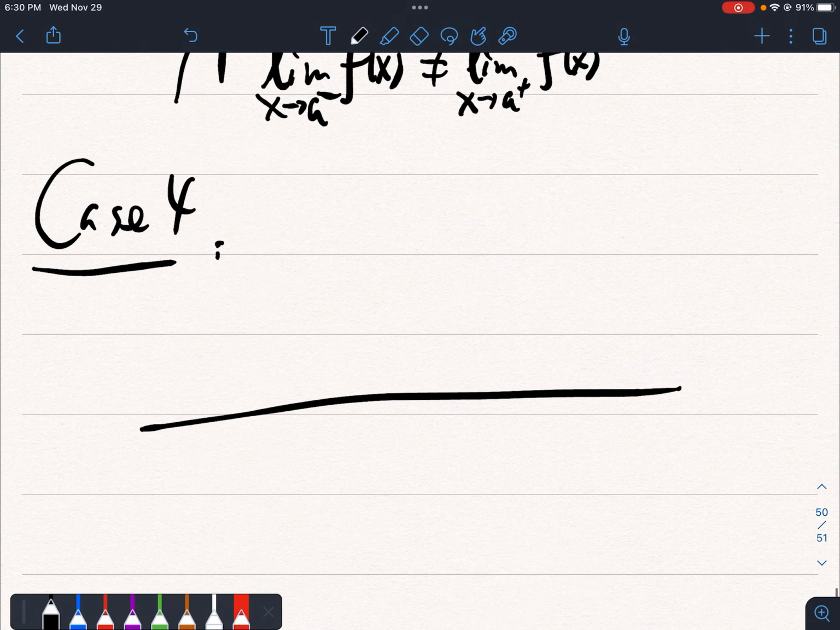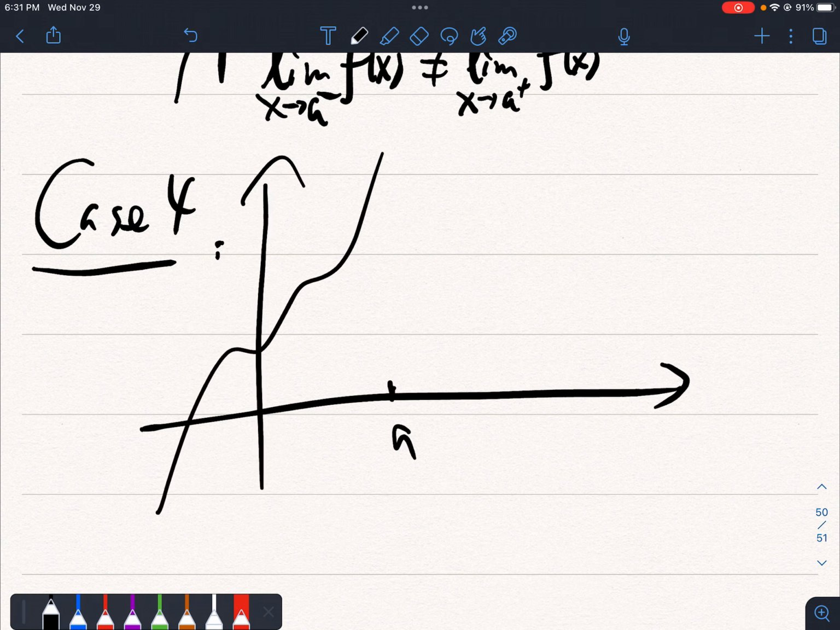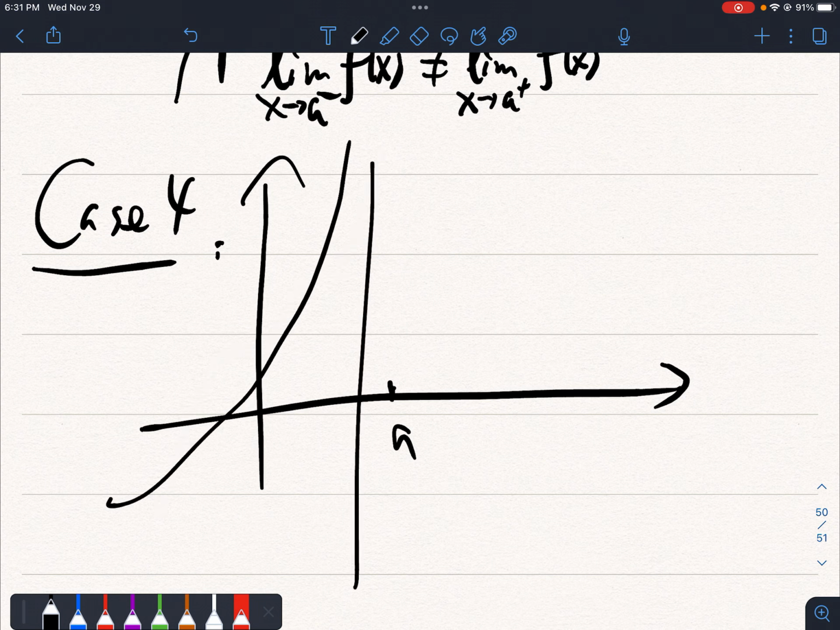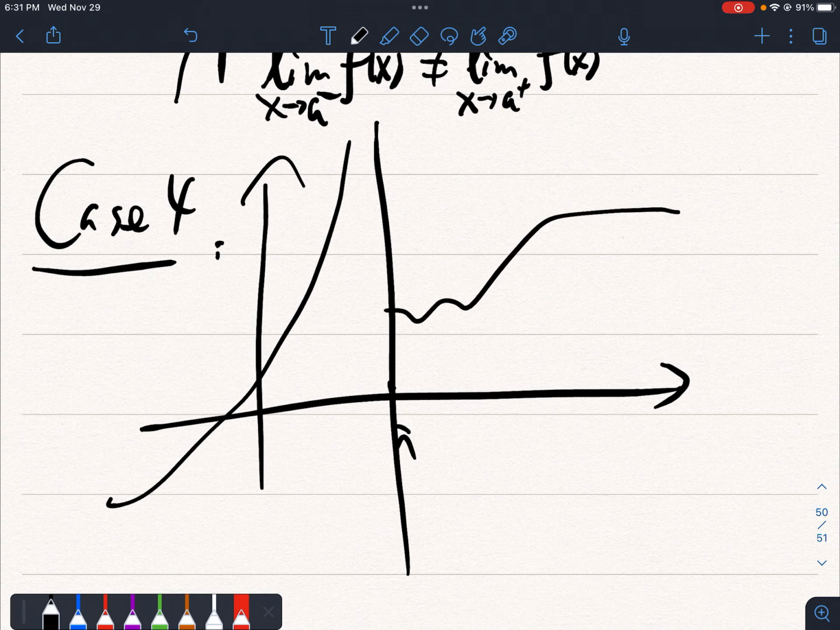Are there any other examples? Yes. For example, here, if the limit is infinity, like in this case, at least for one of them, okay? So if one of the one-sided limits approaches infinity, then it cannot be continuous. Why? Because if it is continuous, then let's say the value at a is this point, but it approaches infinity, but this point is a finite value. It cannot be infinity, right?